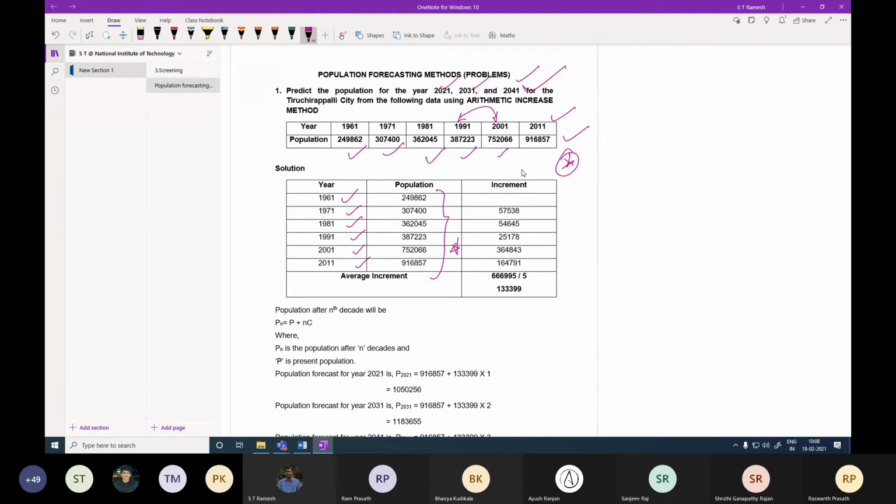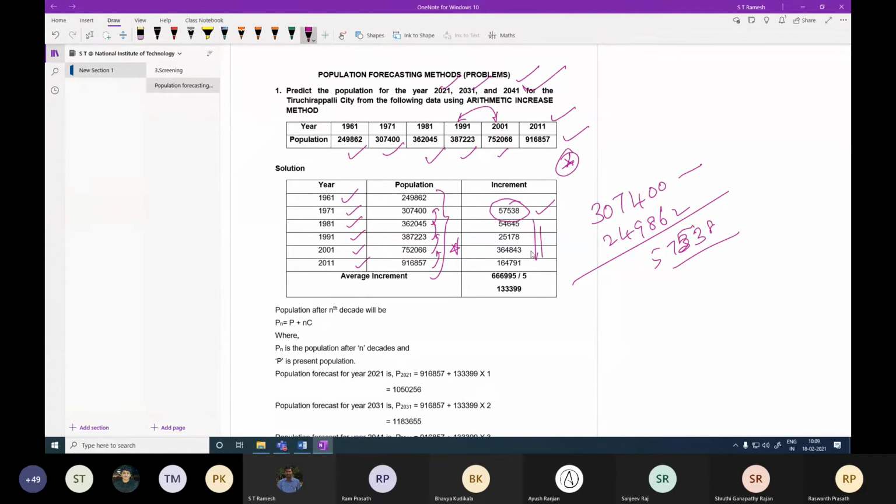So what do you do now? Increment in population is very simple. How to calculate this value? This is 3,07,400 minus 2,49,862. Is it okay? This is 57,538. And the second value is this minus this. The third value is this minus this, the fourth value is this minus this, and the fifth value is this minus this.